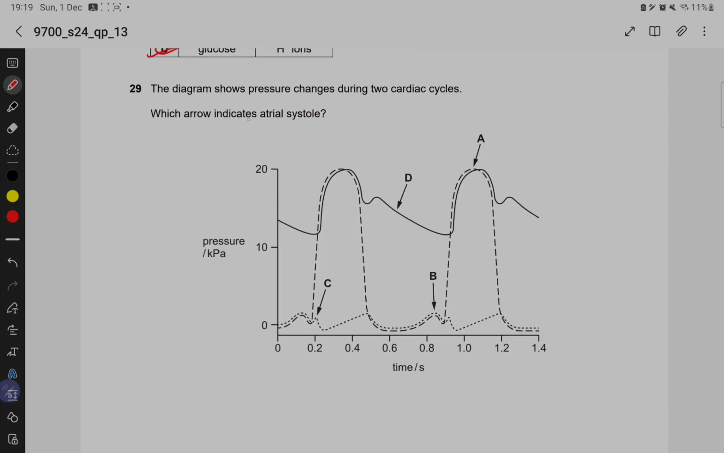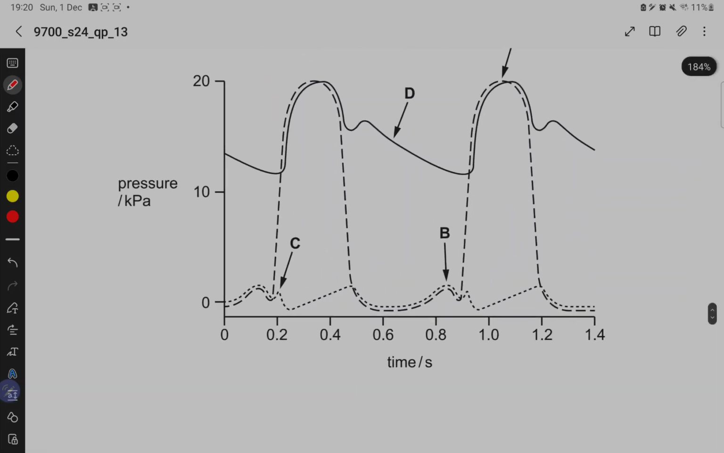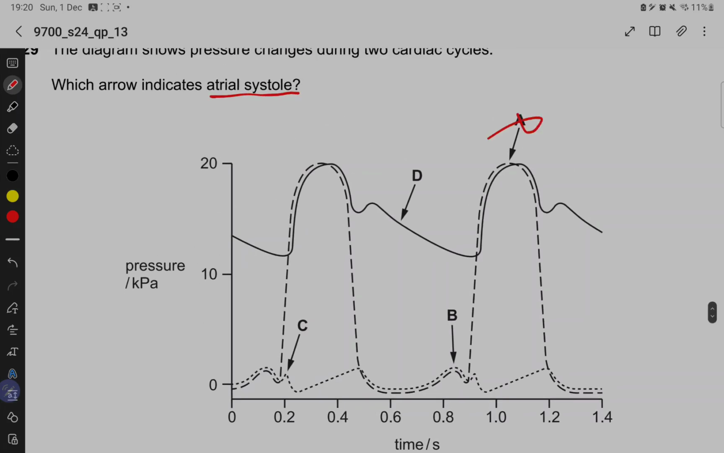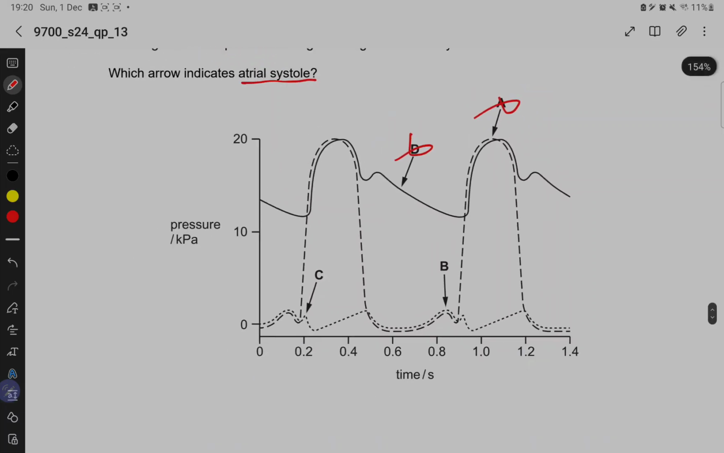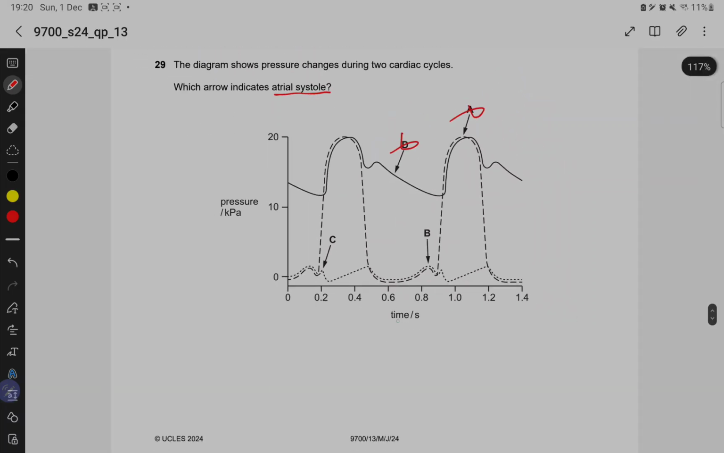Okay, so which indicates atrial systole? Well, you know this dotted line, the one I'm outlining here, is your ventricle pressure. So anything going along there is wrong. So A is not possible, nor is D. And systole is when you're releasing that blood, right?